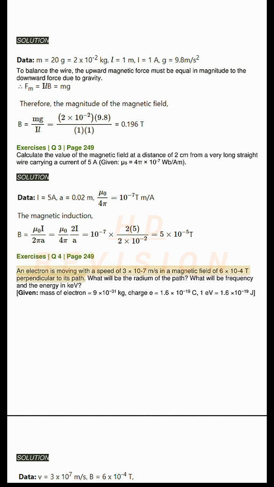Exercises Q4, page 249. An electron is moving with a speed of 3 × 10^7 meters per second in a magnetic field of 6 × 10^-4 T perpendicular to its path. What will be the radius of the path? What will be the frequency and the energy in keV? Given: mass of electron = 9 × 10^-31 kg, charge e = 1.6 × 10^-19 C, 1 eV = 1.6 × 10^-19 J.